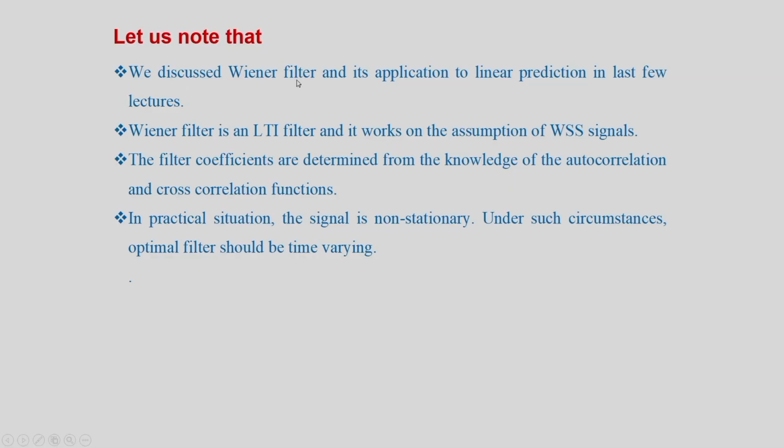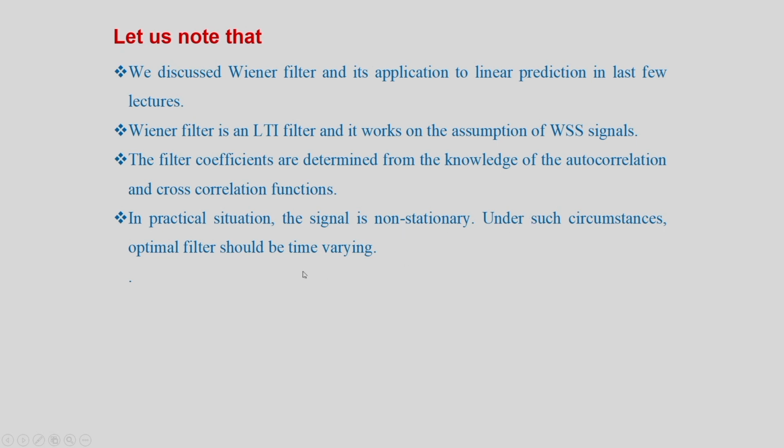Let us note that we discussed Wiener filter and its application to linear prediction in last few lectures. Wiener filter is an LTI filter, linear time invariant filter, and it works on the assumption of WSS signal, wide sense stationary signals. The filter coefficients are determined from the knowledge of the autocorrelation and cross-correlation functions of the signals used. In practical situation, the signal is non-stationary.